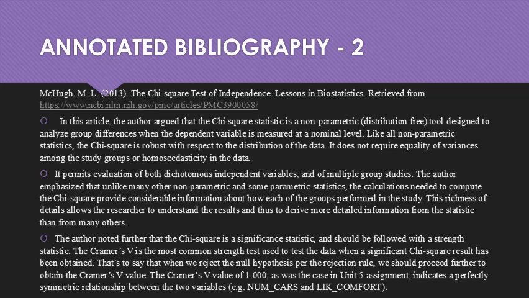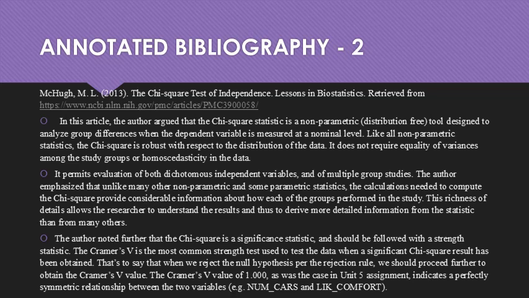The author emphasized that unlike many other non-parametric and some parametric statistics, the calculation needed to compute the chi-square provides considerable information about how each of the groups perform in the study. This richness of detail allows the researcher to understand the results and thus to derive more detailed information from the statistic than from many others.